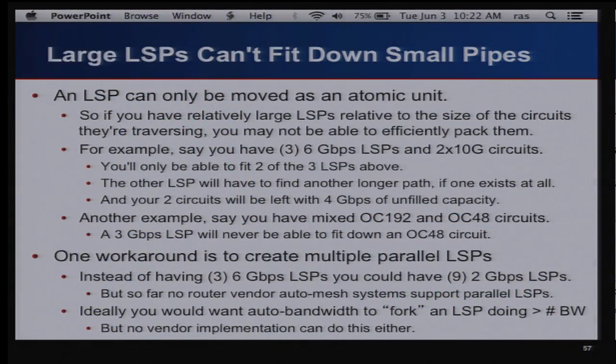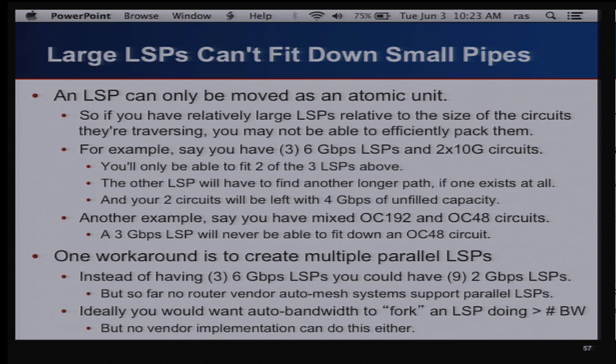The next interesting challenge is that LSPs act as an atomic unit. You can't take one LSP and send it via 3 different paths. The LSP has to go down one path. And so if you have very large LSPs relative to the size of the circuits, you get a packing problem. So say, for example, you have 3 different 6 gig LSPs, and you want to send them over 2 different 10 gig links. You'd only be able to fit 2 out of the 3. And so your 2 circuits route, and your other one could fit, but it doesn't know how to do that.